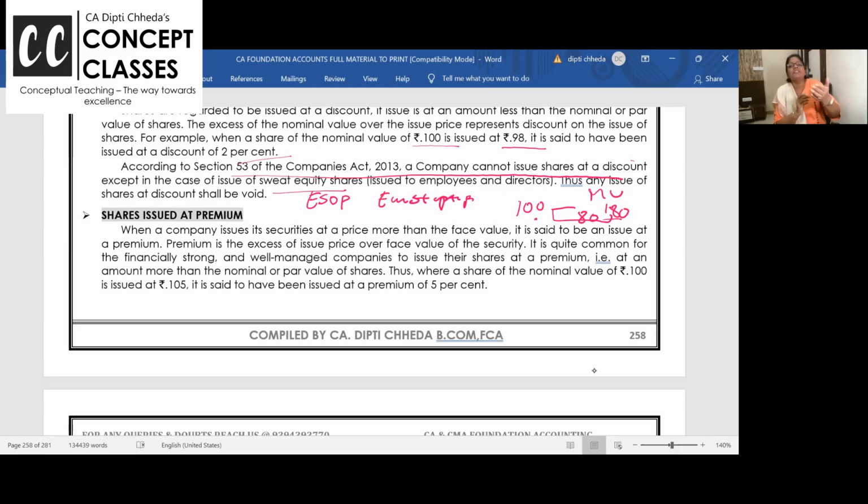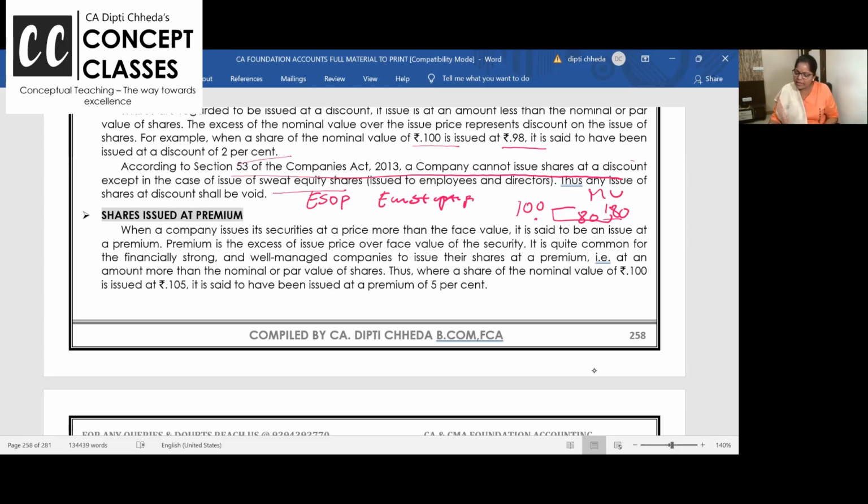This is not a partnership where partners will take, or a proprietorship. So the company started with 100. Today the market value is 180. So a new shareholder, you are getting an established, ready company and ready market. You pay 180. You should understand the logic of why this term is introduced, called securities premium.